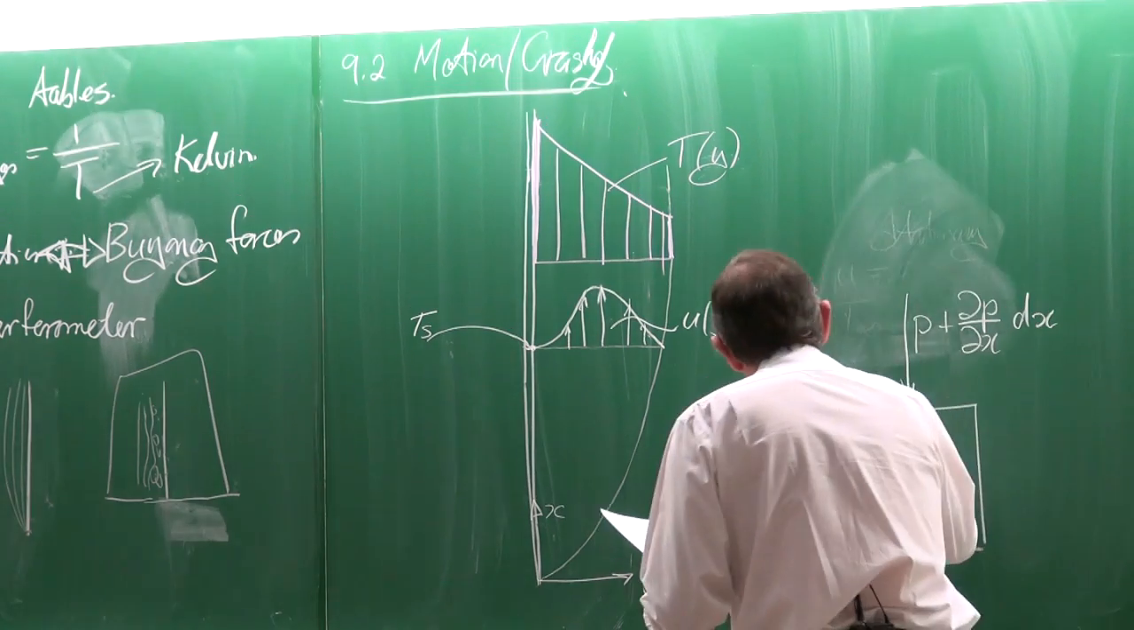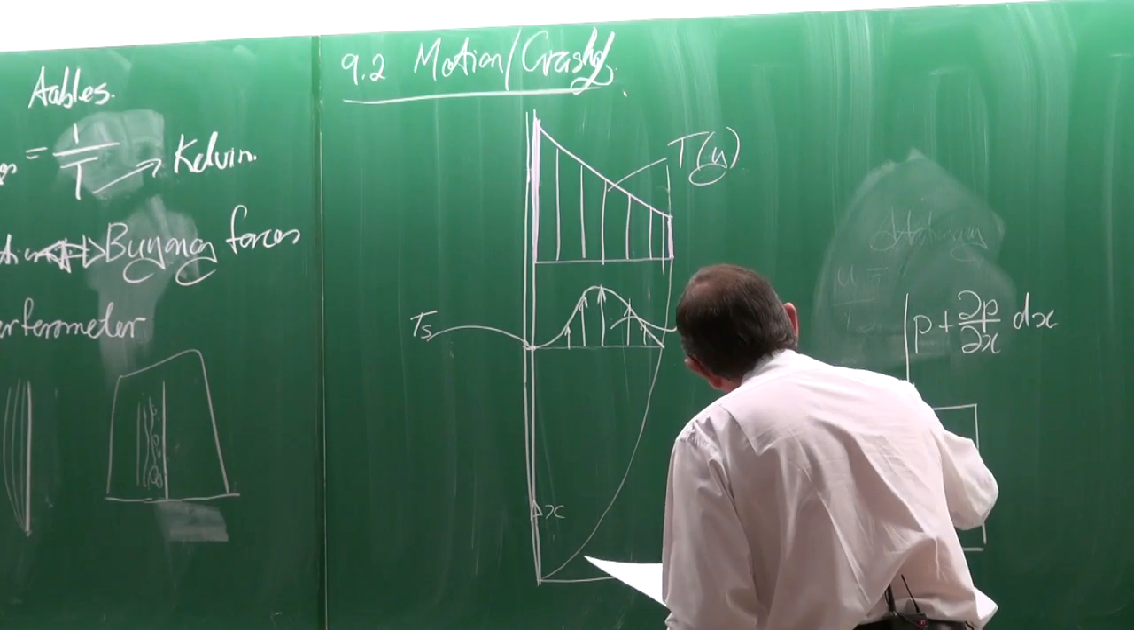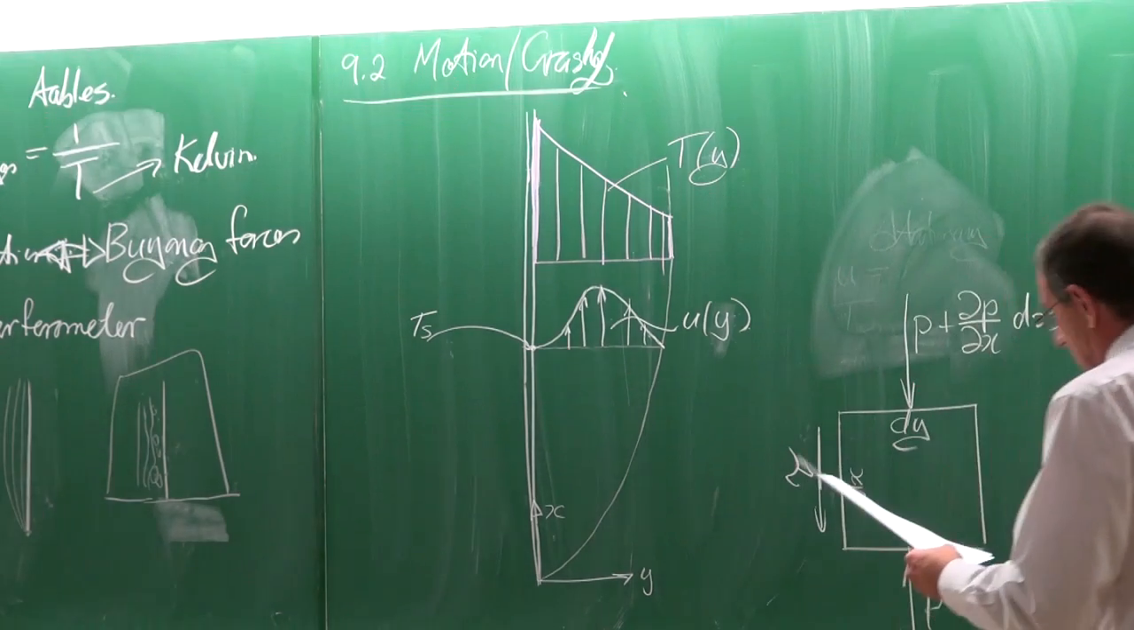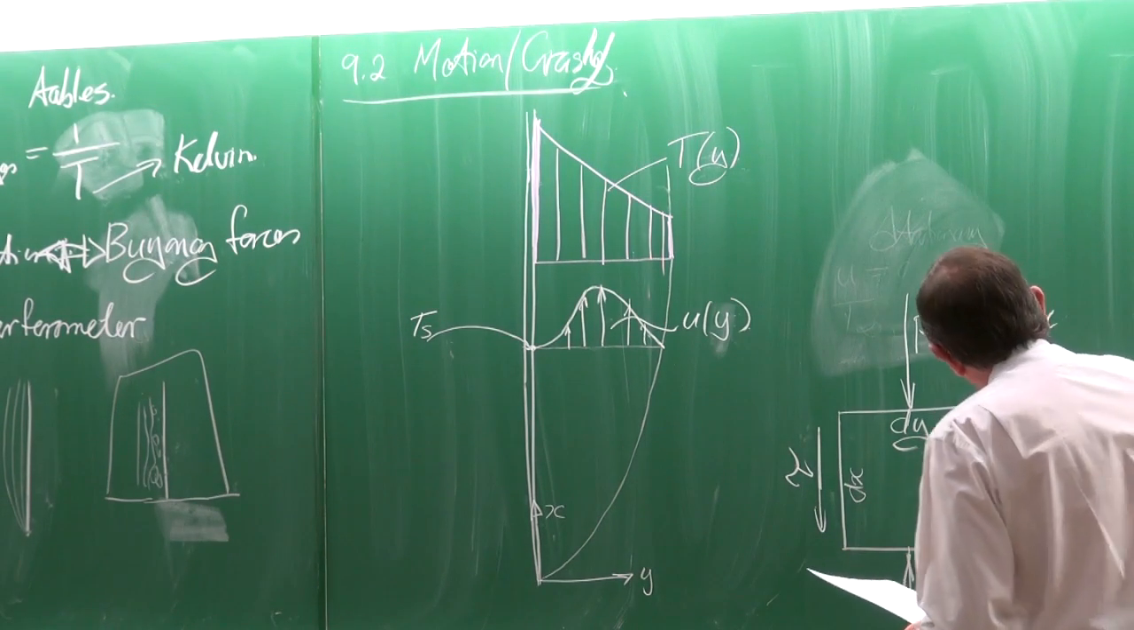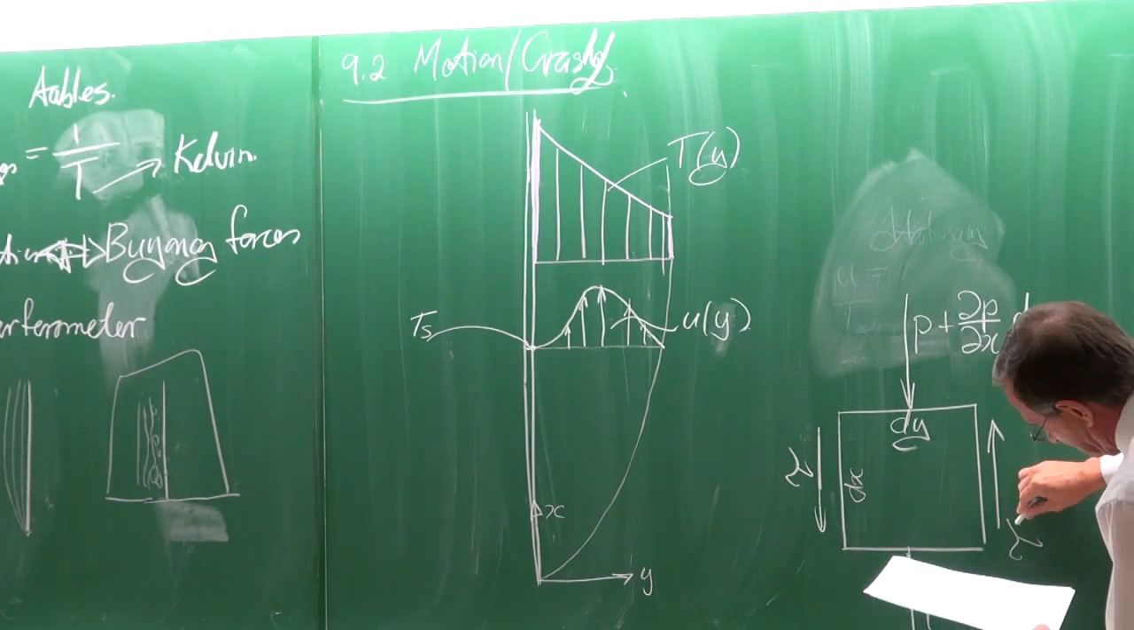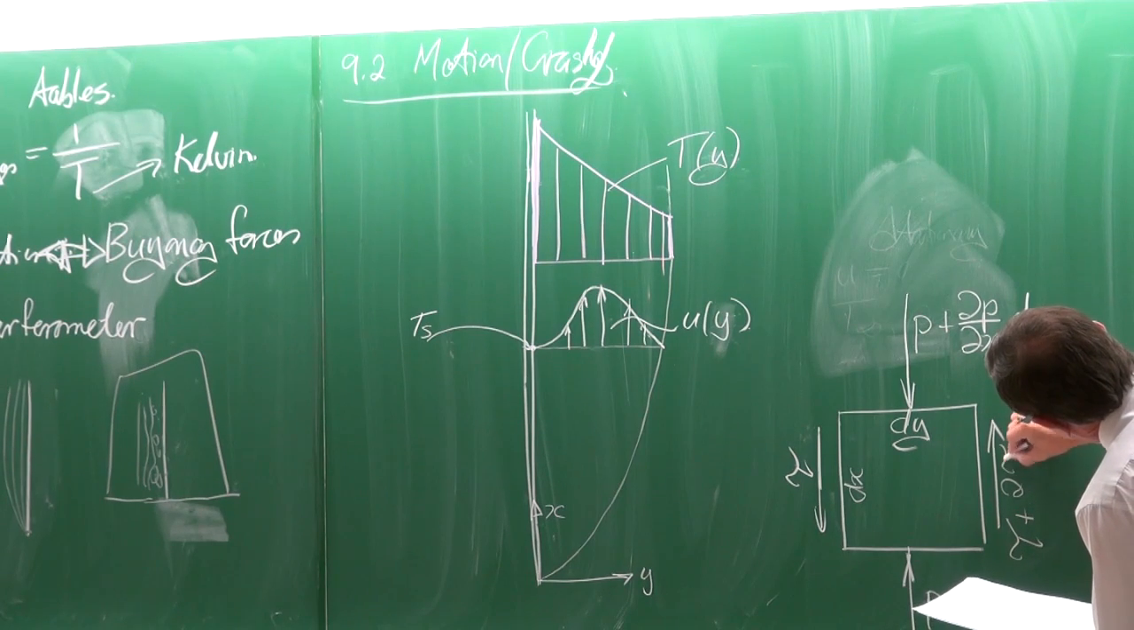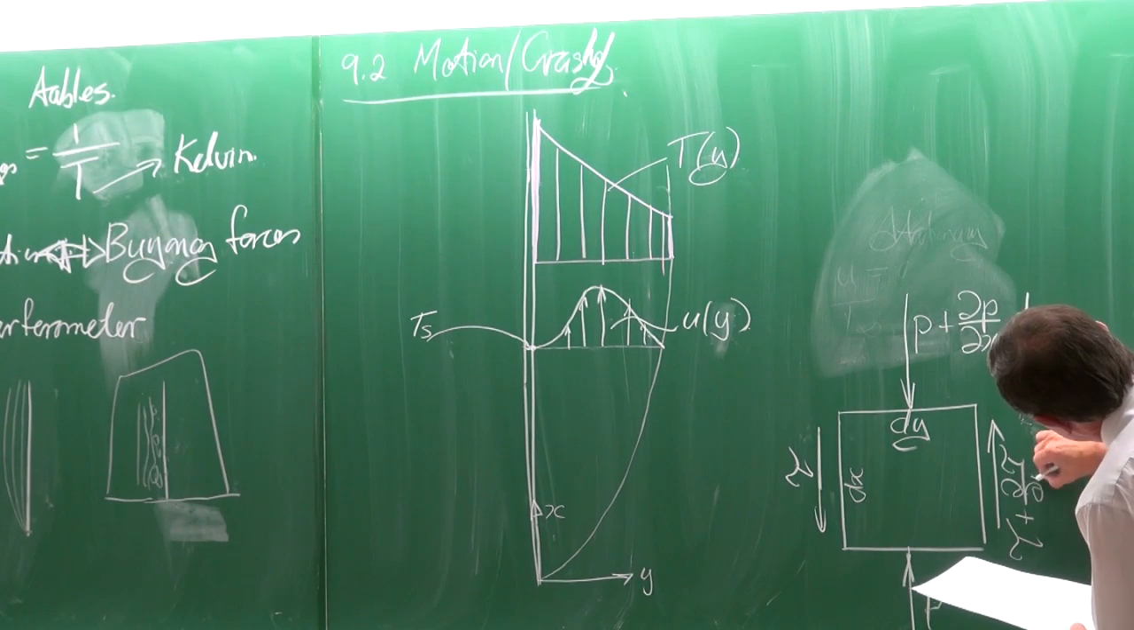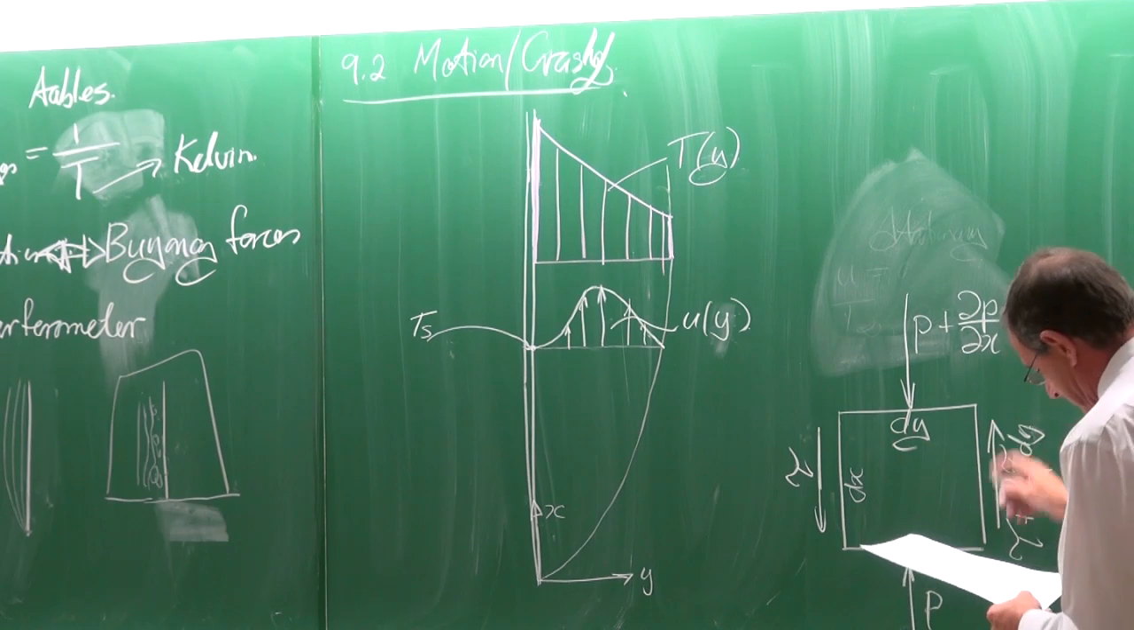And if that is the shear force tau, then that must be the shear force in the opposite direction of tau plus partial d tau dy multiplied by dy.